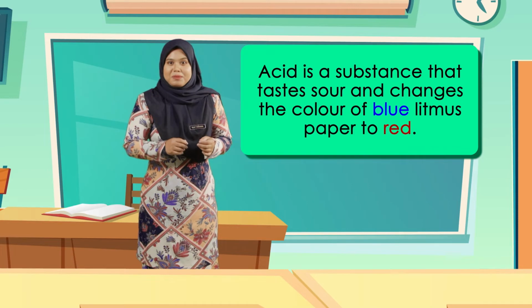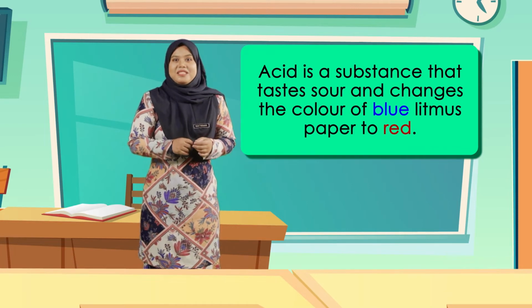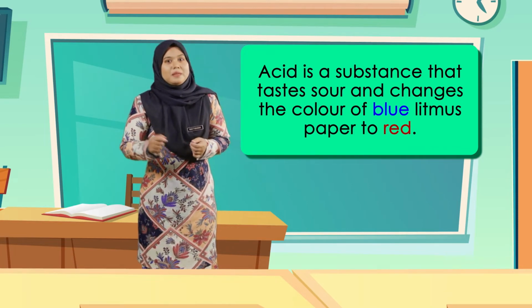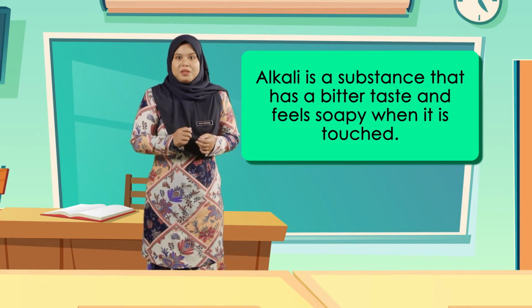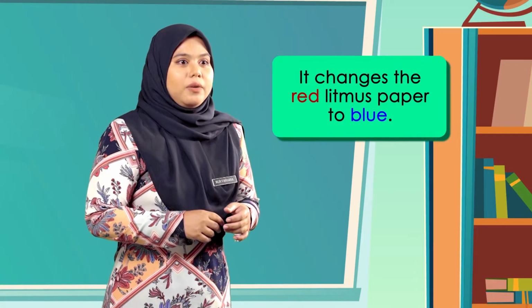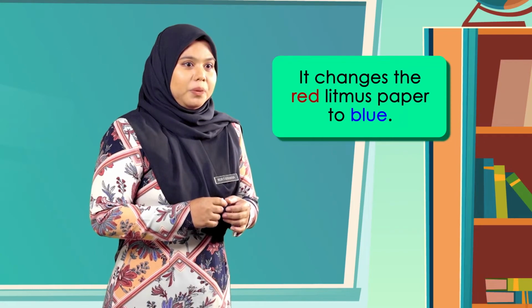In primary school, you were introduced to acid and alkali. Acid is a substance that tastes sour and changes the color of blue litmus paper to red, while alkali is a substance that has a bitter taste and feels soapy when it is touched. It changes the red litmus paper to blue.